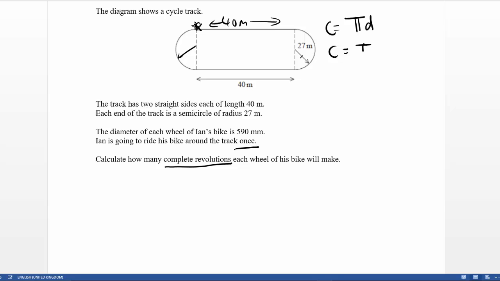So c is going to be pi times diameter. The diameter is actually 27 times 2, because it's twice the size of your radius. You should know this by now. So in your calculator, can you do that for me, please? Pi times 27 times 2. That gives me circumference equals 54 pi.